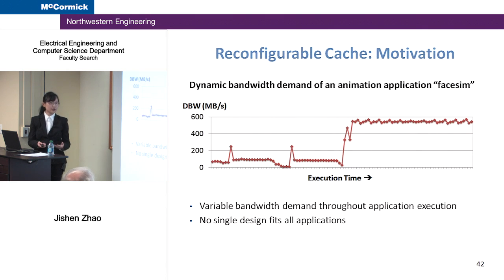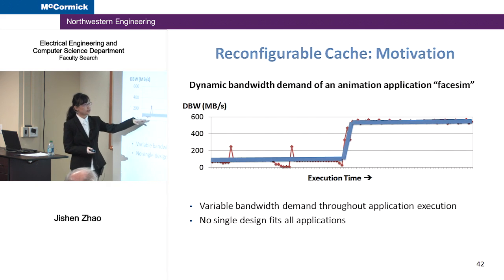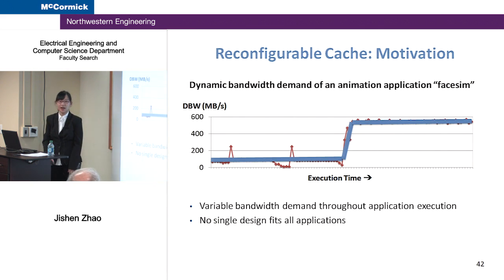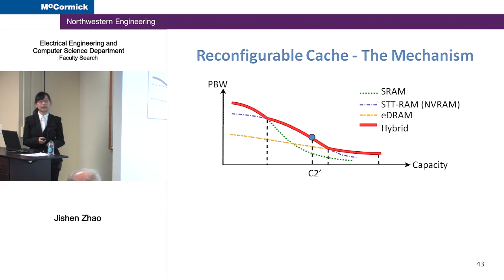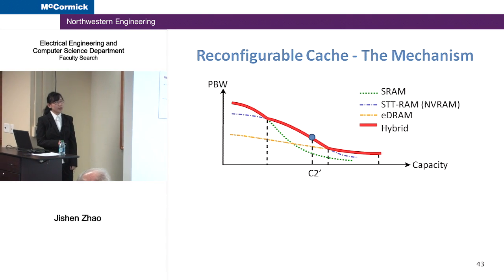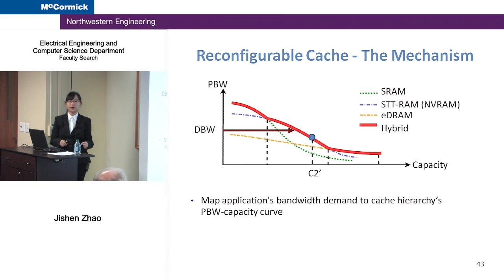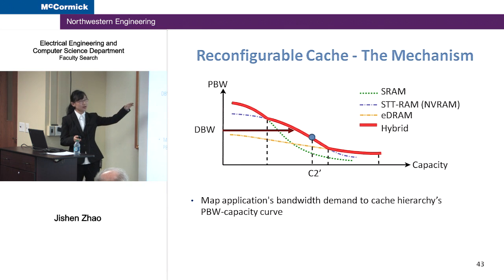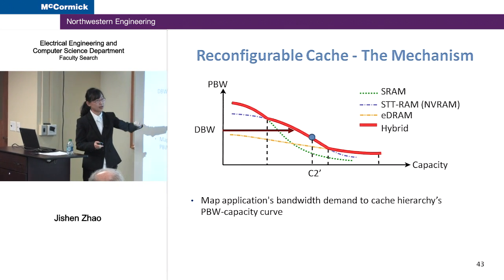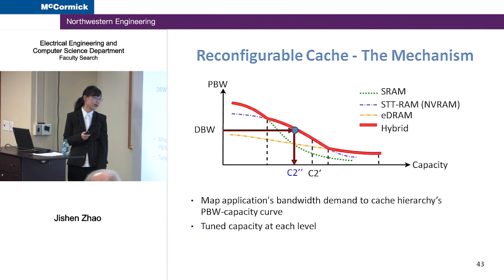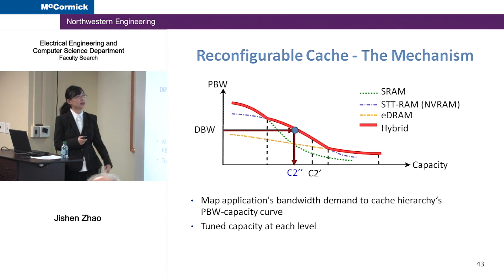So no single design fits all applications. For example, when it is initialization, it does not need that high bandwidth. Then later, the bandwidth demand will be increasing. So we reconfigure the cache hierarchy to accommodate this changing demanded bandwidth. We predict the bandwidth demand while an application is running, and we map this bandwidth demand to this hybrid provided bandwidth curve. And we tune the cache capacity based on this mapping.